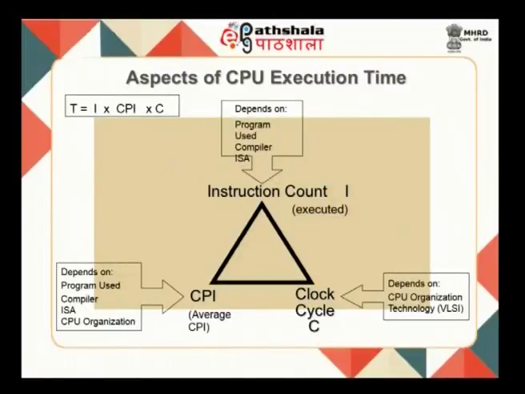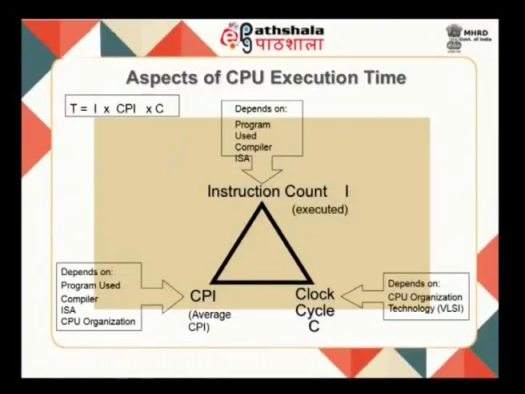In the previous session we looked at how the same operation can be implemented as different sequences of instructions depending upon the ISA. So, with the help of the ISA, the compiler will be able to generate a code which uses less number of machine instructions. The second factor is your clock cycle time, which depends upon the CPU organization and also depends upon the technology that is used. And the third factor is your CPI, which is the average number of clock cycles per instruction.